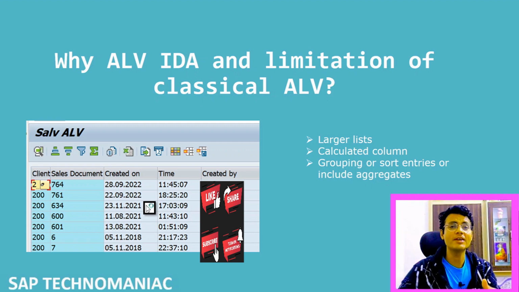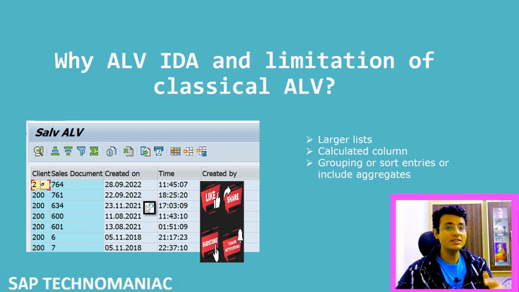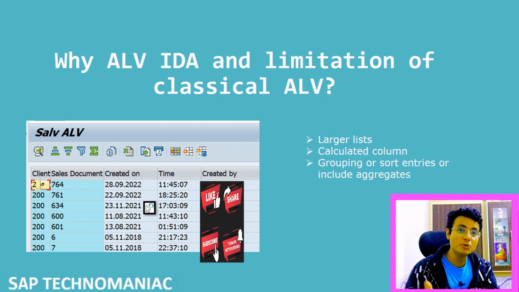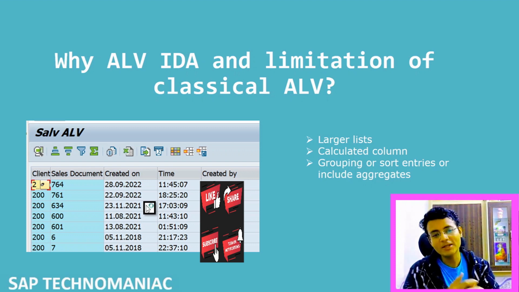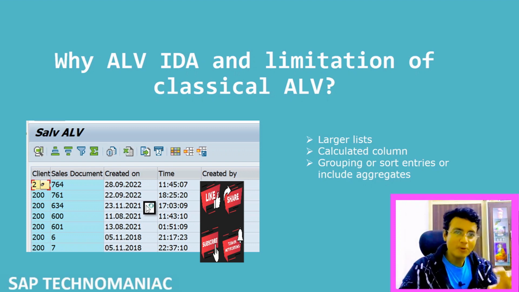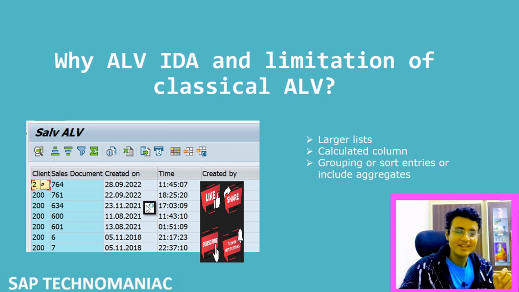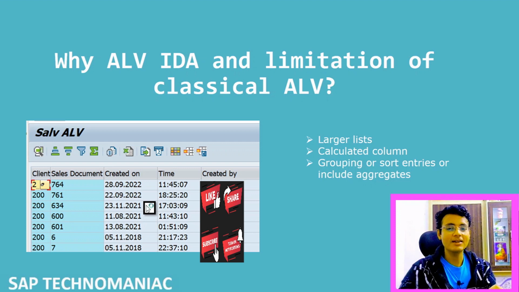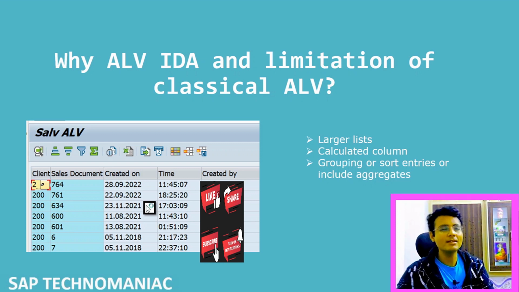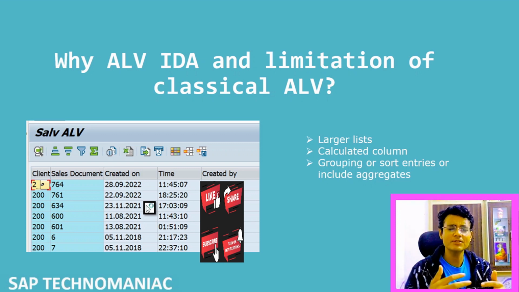Not only that, when we create the ALVs and the data is displayed, and we have a huge amount of data, we may perform some operations like aggregating the columns, sorting the entries, or grouping the data. When we do this kind of operation, again this circle will come. We don't like the circle, and we have to wait for some time before the data comes. This is not a very good user experience.